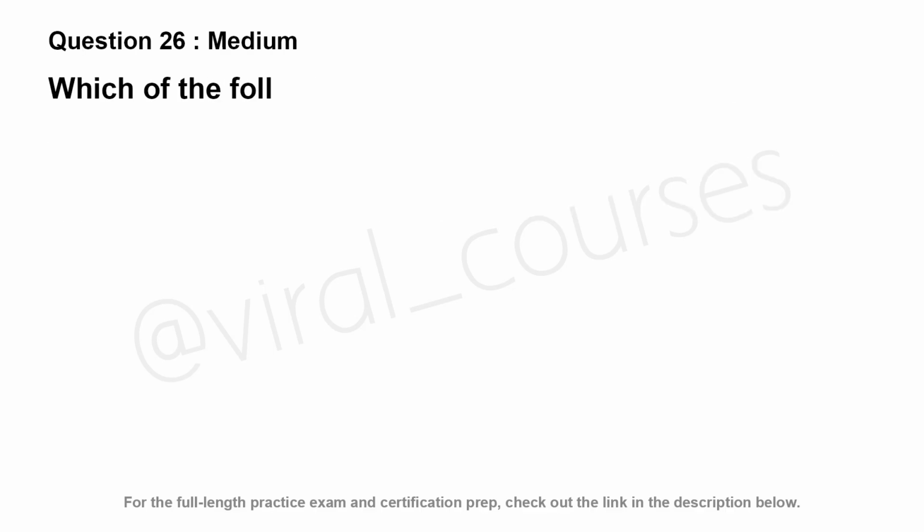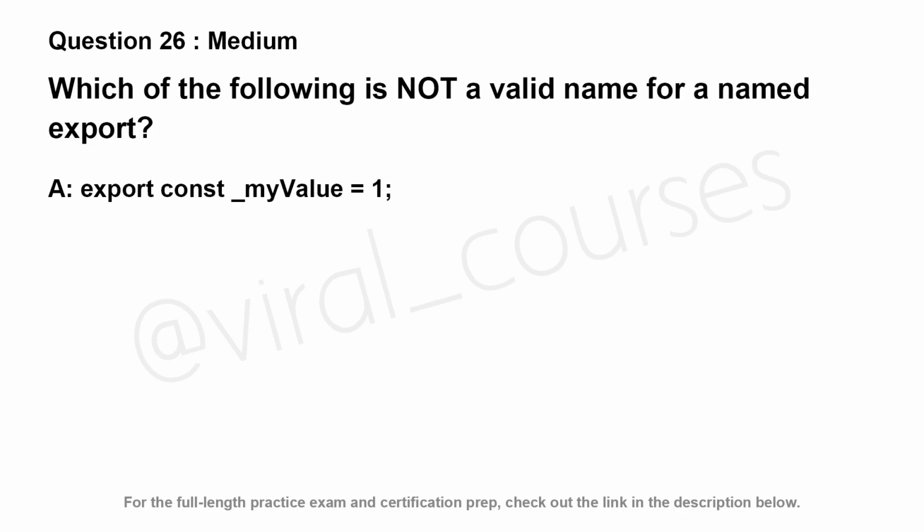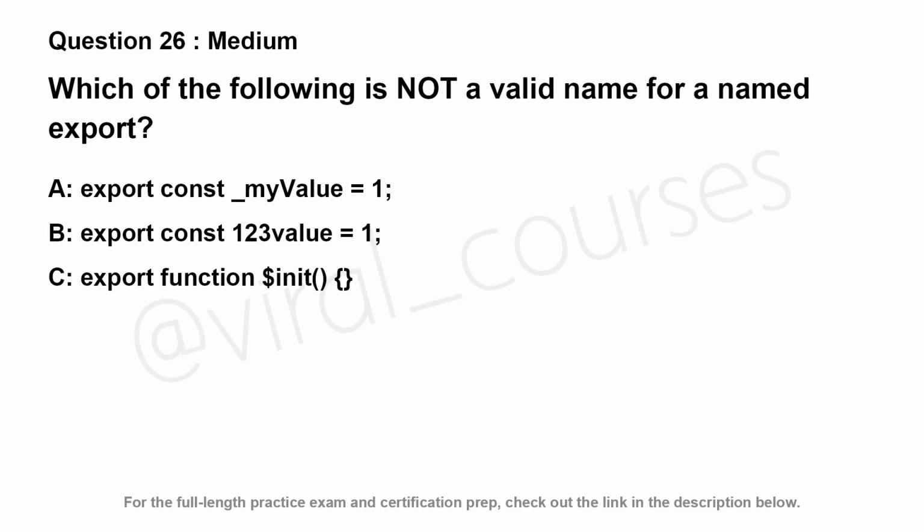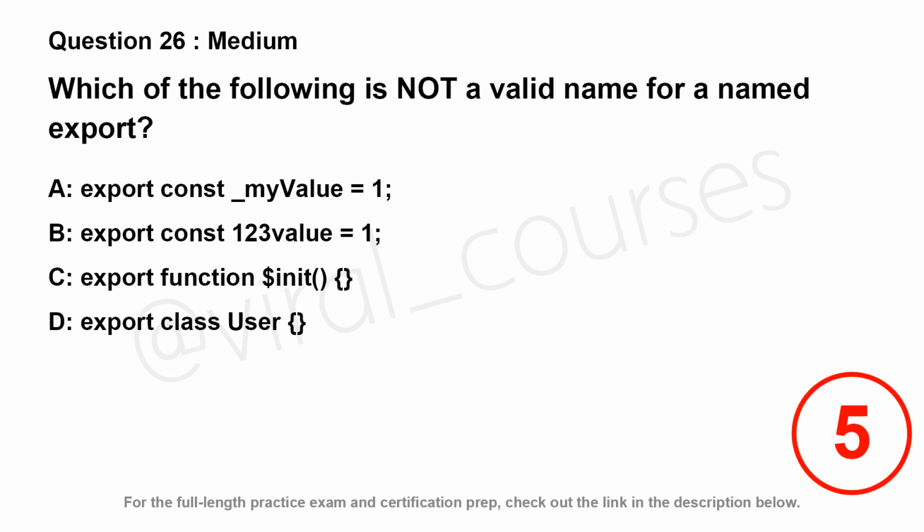Which of the following is not a valid name for a named export? Option A. export const _myValue = 1. Option B. export const 123value = 1. Option C. export function $init() {}. Option D. export class User.